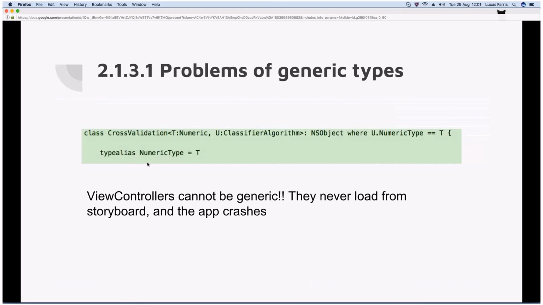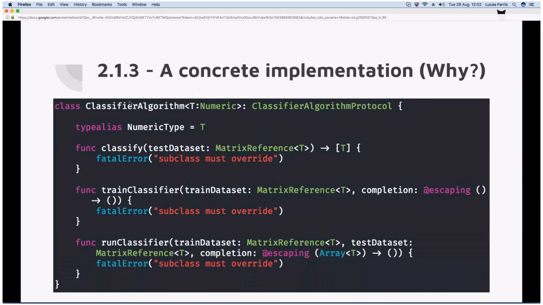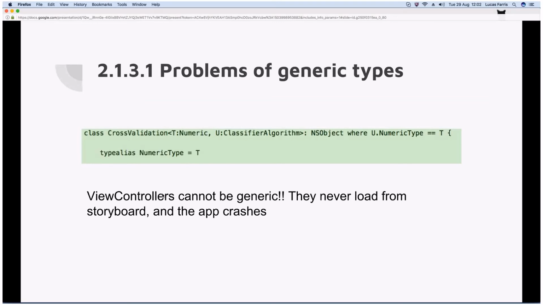So why do we need this? Basically, if we don't have this concrete implementation of the protocol, you're going to have to use the where clause on every class that you want to use the algorithm, and you're going to have two types, the classifier algorithm and the Numeric, and define them. That's an ugly construction to have on every class that you want to use. Plus, the biggest problem is that view controllers cannot be generic. Unless you instantiate your view controllers programmatically, unless you kick storyboards from everything you have, you cannot work with generic protocols if you don't have the concrete implementation, because you're never going to be able to initialize them on a view controller.